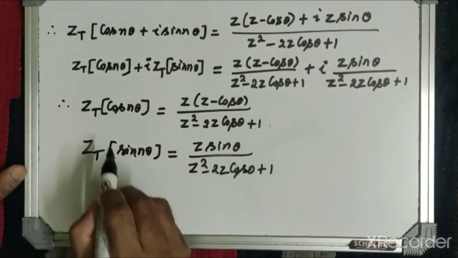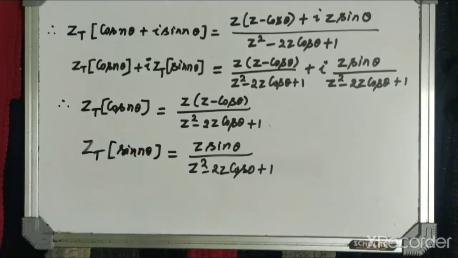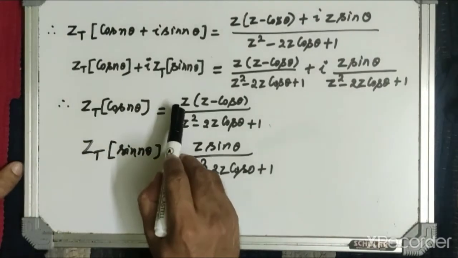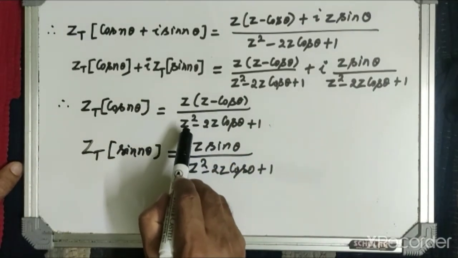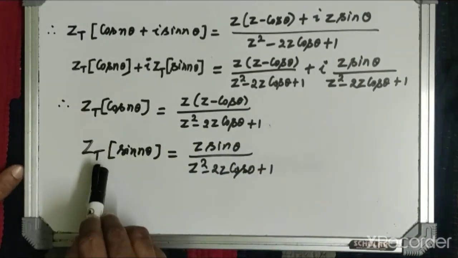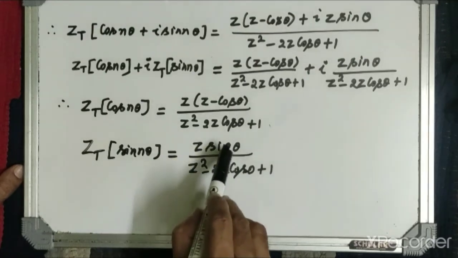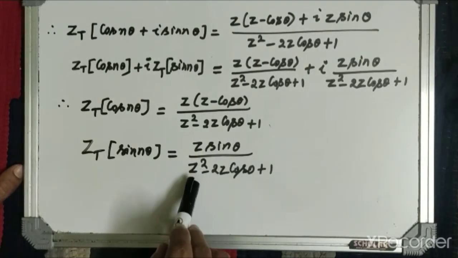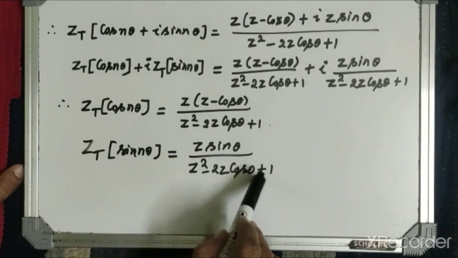So we got the results: the Z transform of cos n theta is equal to z times z minus cos theta divided by z square minus 2z cos theta plus 1. The Z transform of sin n theta is z sin theta divided by z square minus 2z cos theta plus 1.